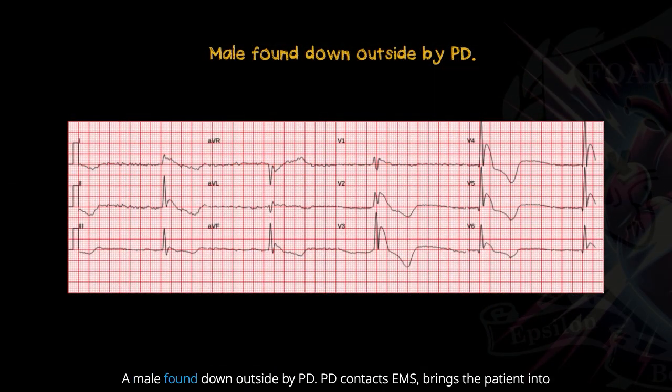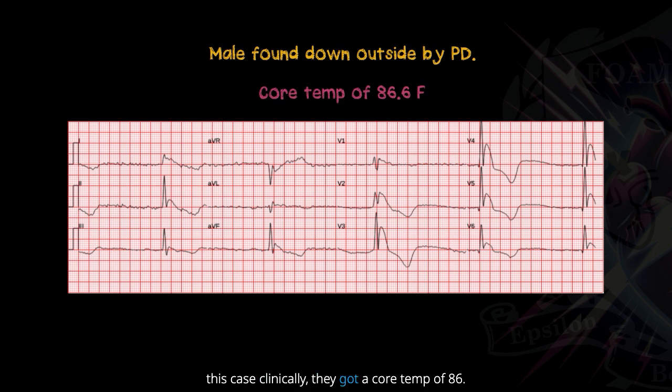So here in the wintertime, got a case for you. A male found down outside by PD. PD contacts EMS, bring the patient into the emergency department, and this is the initial 12 lead that the ED gets. So you can see you have some artifact going on. There's some bradycardia, and to help progress this case clinically, they got a core temp of 86.6, so pretty hypothermic.